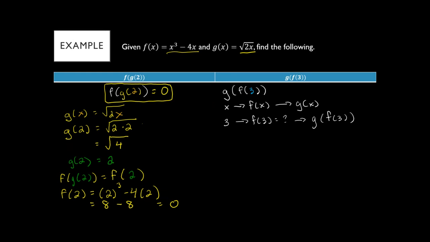For f of x, it's now f of 3. So everywhere I see x in our function, I'm going to replace it with 3. So I've got f of x, but x is equal to 3. So I'm going to replace that with 3. And then we've got x cubed, and x is 3, so that's going to be 3 cubed minus 4 times x, and x is 3.